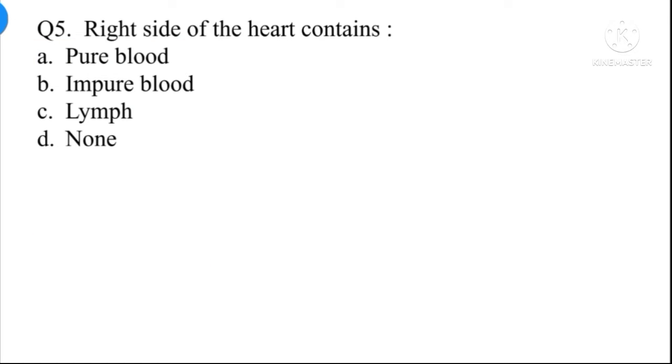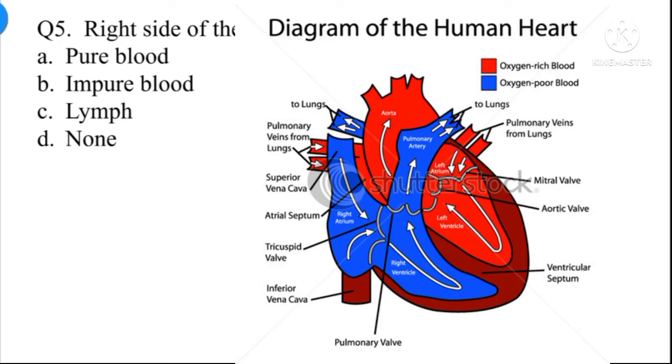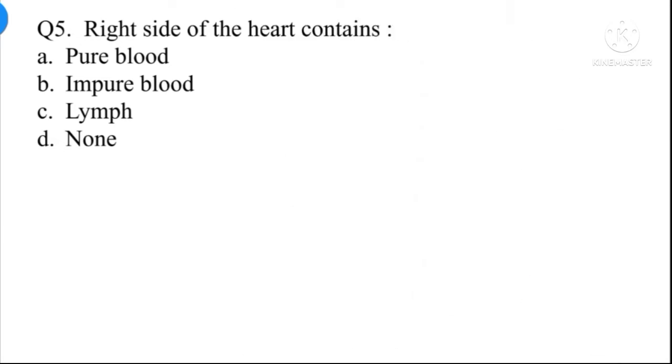Next question is, right side of the heart contains. Options given are option A pure blood, option B impure blood, option C lymph, option D none. As you know, the right atrium receives deoxygenated blood from different body parts, and while the right ventricle pumps out deoxygenated blood to the lungs, so the right side of the heart contains deoxygenated blood, that is impure blood. So the correct answer is option B.